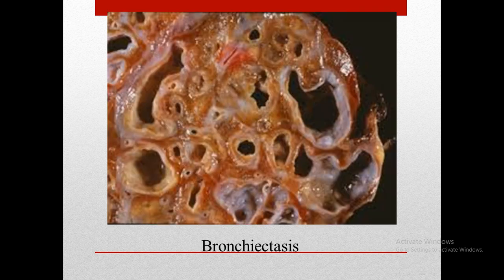Now this is cut section in the lung, and this is dilated medium-sized bronchi and bronchioles, and note this fibrous tissue which causes dilatation of the bronchus, and there is no more elastic tissue. It becomes permanently dilated with destruction of the wall of the terminal bronchiole, medium-sized bronchi and bronchioles, and gives this honeycomb appearance. This is what we call bronchiectasis.